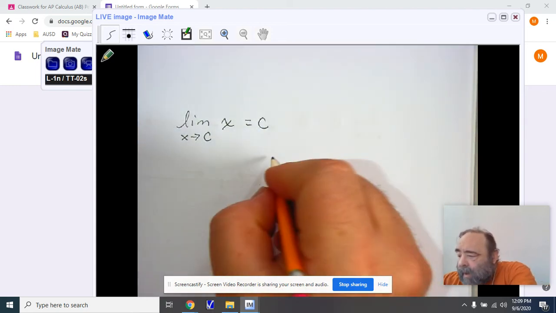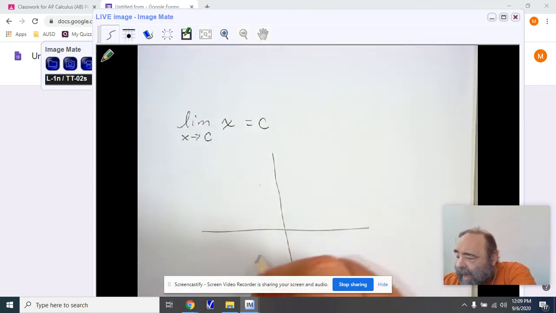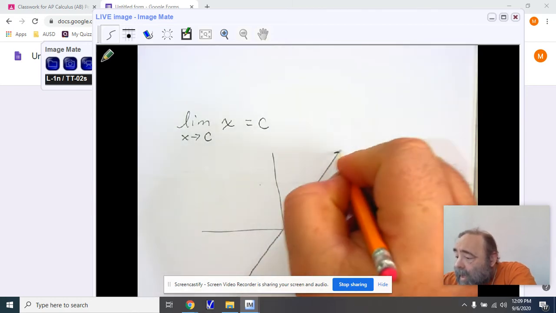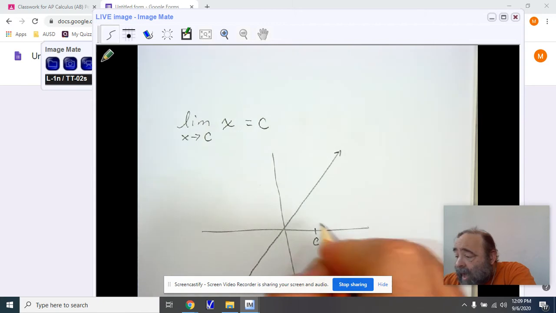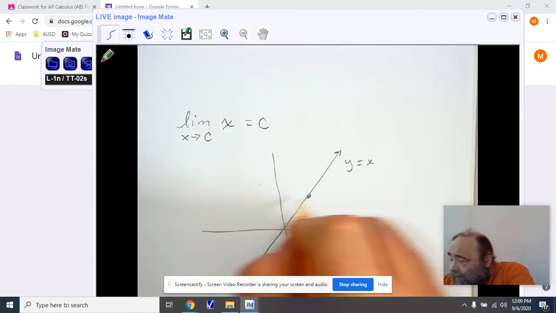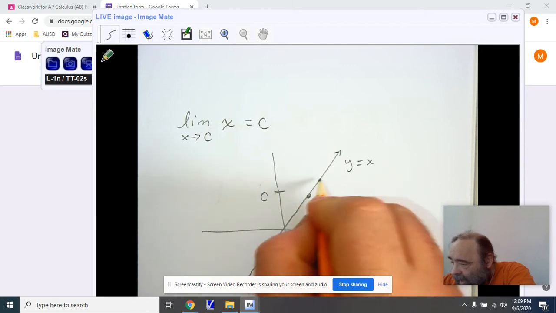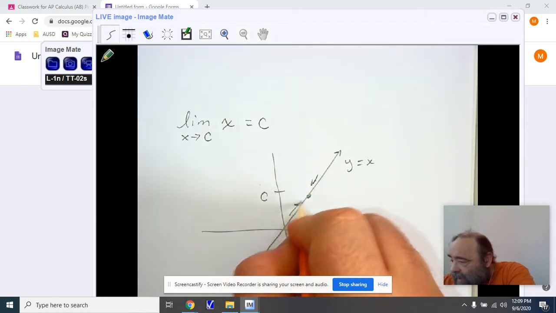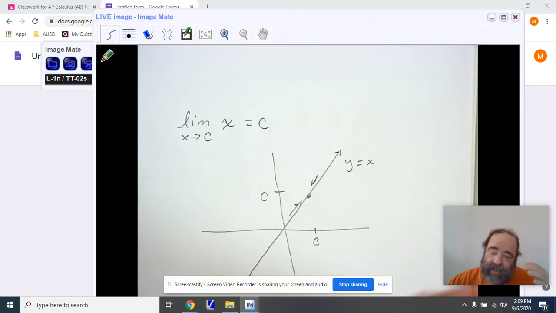Think about it. If you have the graph y equals x, if I'm approaching c and I plug c into y equals x, I get c out. And as I approach it from both sides, it will always be the same. Now, it doesn't matter whether there's a coefficient in front, any linear equation works like this. And we saw that in our initial introduction and review of limits that you saw last.